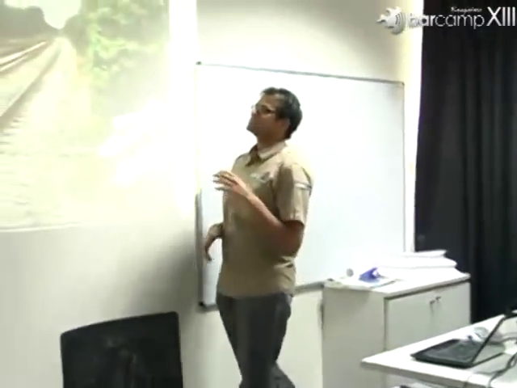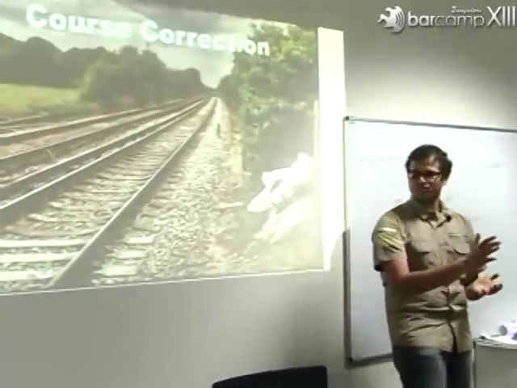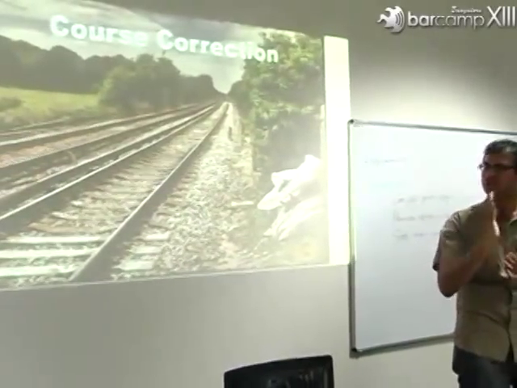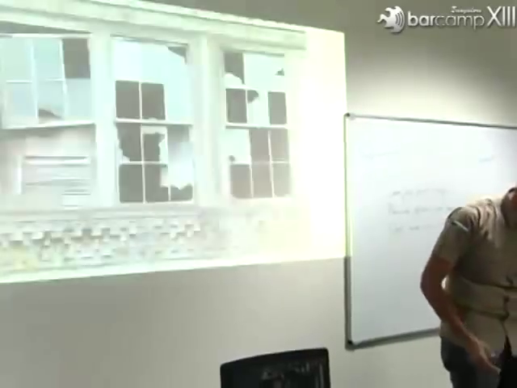What you need to do next is course correction. Ensure you're on track. You have done your planning. You have done your things. Now ensure that you're on track to what you're doing.